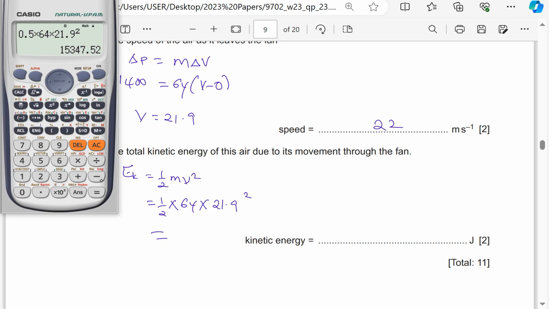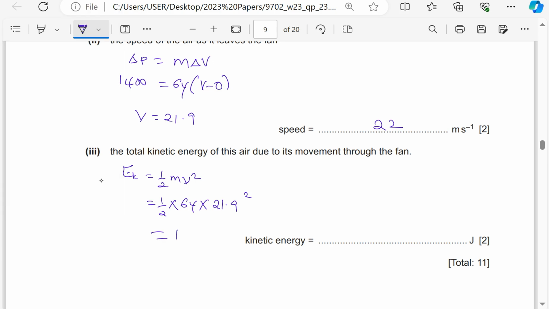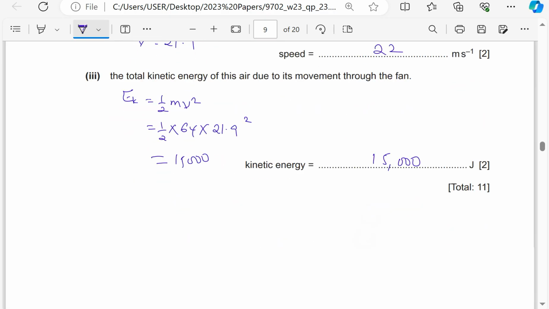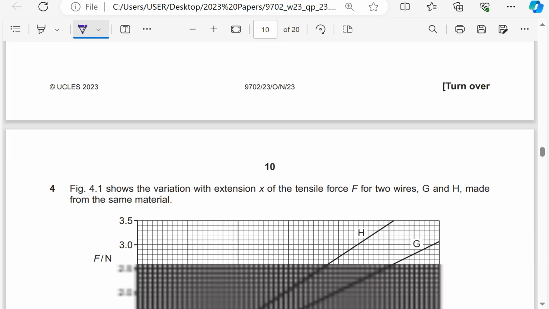So that is 15,347.52, which is approximately 15,000. So approximately 15,000 to two significant figures. Okay, that was an easy question.